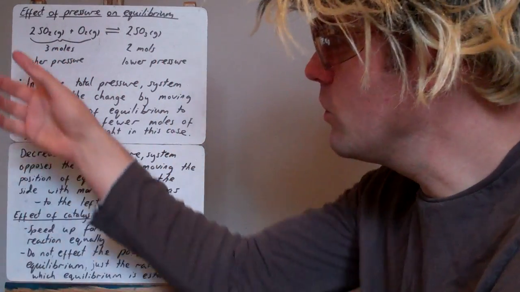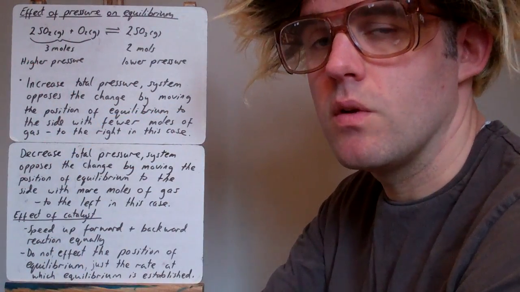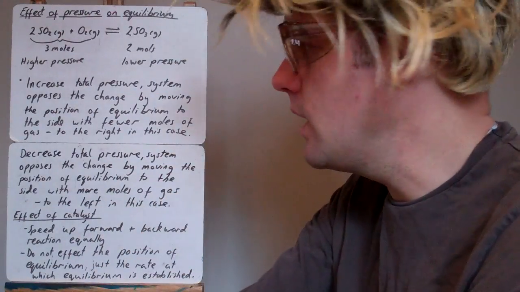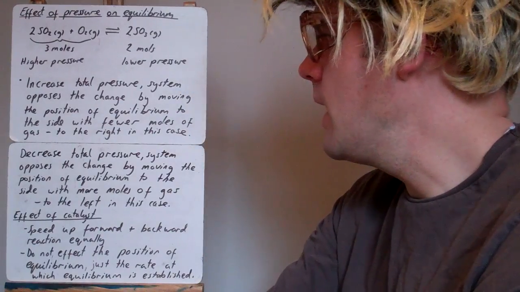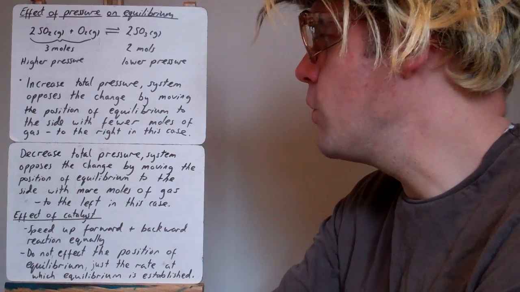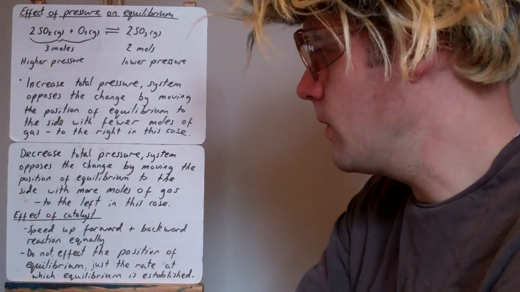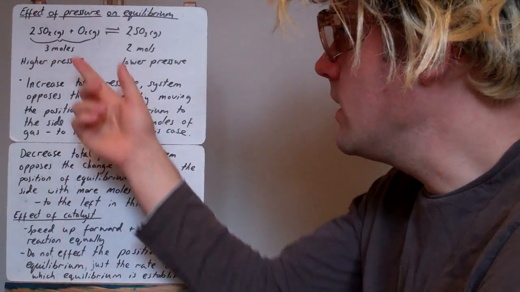So if you imagine all this, a mixture of these 3 gases are in a container, okay, all in the same container. If we increase the pressure, the complete total pressure of that container, the system opposes the change, Le Chatelier's principle. And it does that by moving the position of equilibrium to the side with fewer moles of gas. So there's fewer moles of gas on the right hand side here. Okay? If it moves to that side, that lowers the pressure. And in this case, that's to the right.